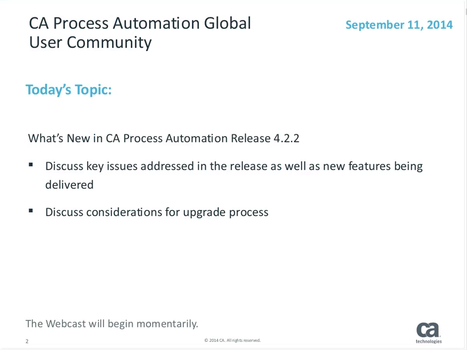I'm really glad to be able to introduce Gordon Brandyberg, who I'm sure most of you know, who's the product manager for CA Process Automation. He's going to talk us through what is new in release 4.2.2. He's going to discuss mainly the key issues that were addressed in this release, as well as any new features that they're delivering. He's also going to discuss considerations for the upgrade process, which I think could be really helpful. So I'd like to pass over to Gordon.